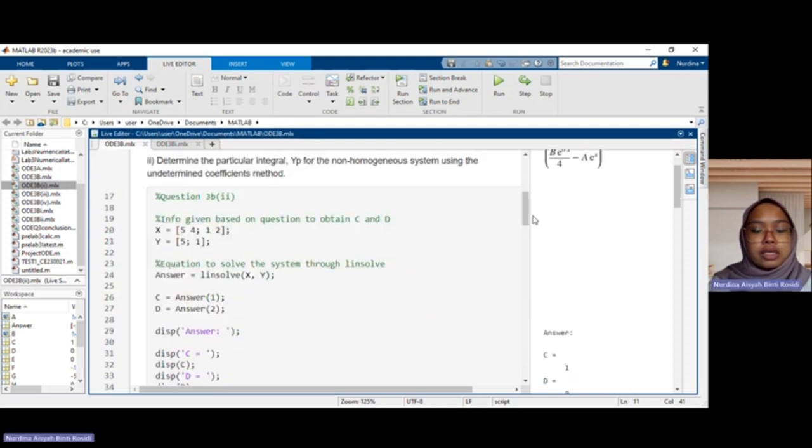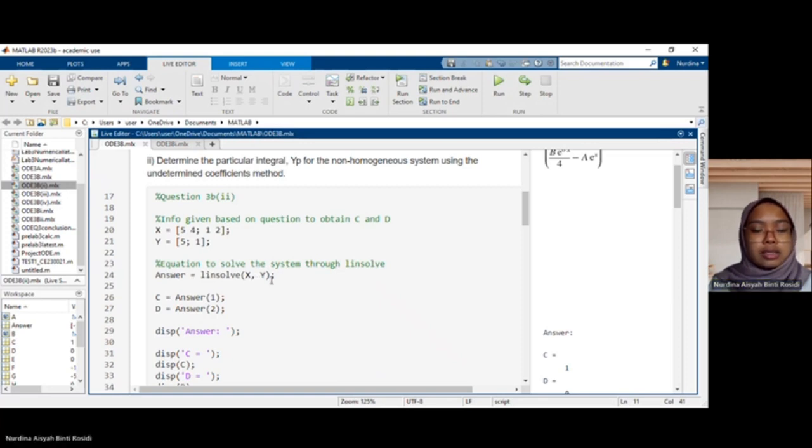Next, for question 3b2, determine the particular integral yp for the non-homogeneous system using the undetermined coefficient method. For this question, the info given based on the question is to obtain C and D. X and Y are the only variables. Then I include the info based on the question in matrix form. Next, the equation to solve the system through linsolve. The answer equals linsolve(x, y).